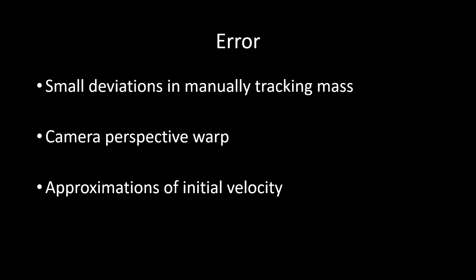Now we have a camera perspective warp. In order to fix this, you would bring the camera further away or you would get an orthographic lens. I don't have one of those, so I just brought the camera as far away as I possibly could. And our approximations of initial velocity, I tried as much as I possibly could, but in the end, this is also a buildup of the previous two errors, so it is only a best guess at what the initial velocity for the simulation should actually be.